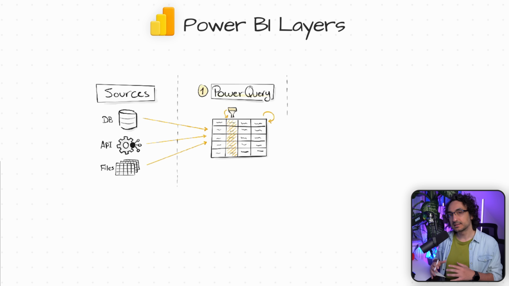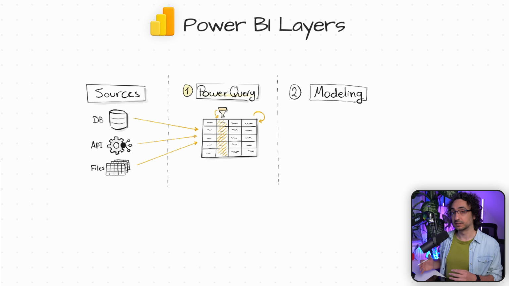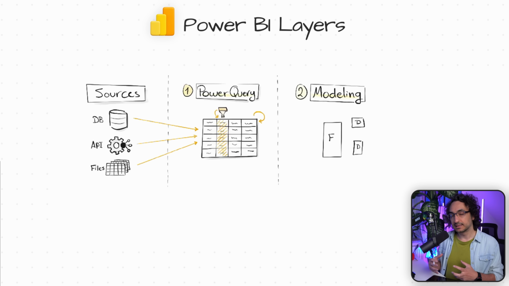Now, once we have that, we go to the next engine or layer, and we call it data modeling. Now that your data is clean, it's time to organize it. In this layer, you build relationships between tables. You try to build your star schema, where you have your fact table in the middle and surround it with multiple dimensions. This is very important in order to have fast dashboards and correct results.